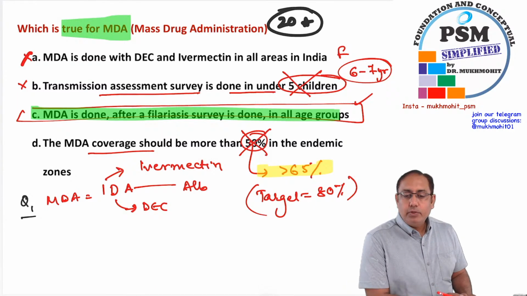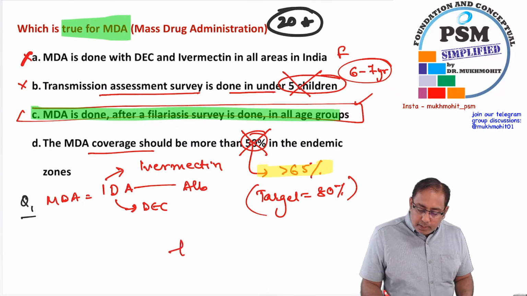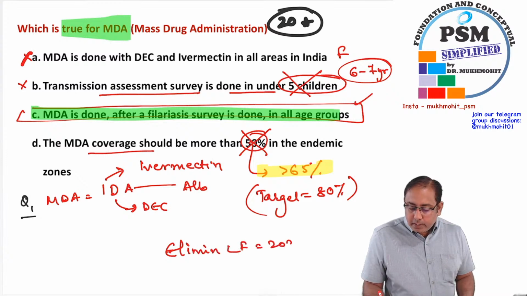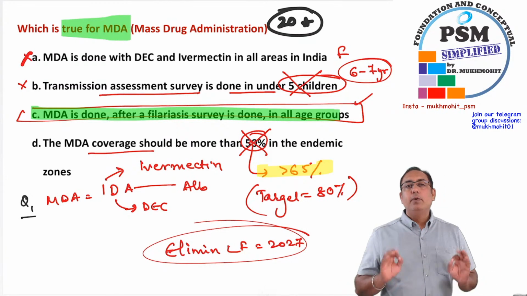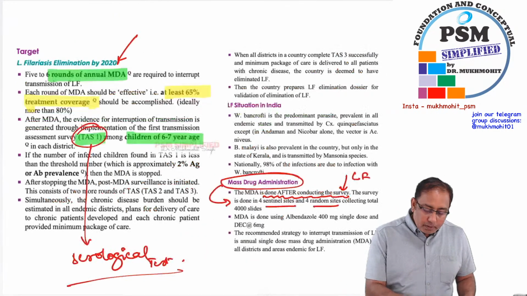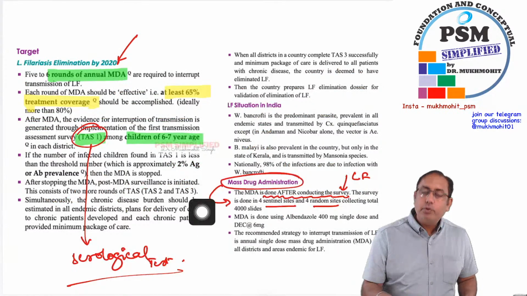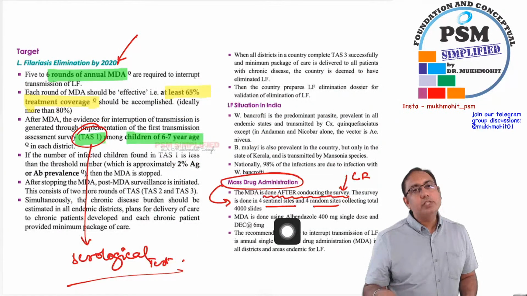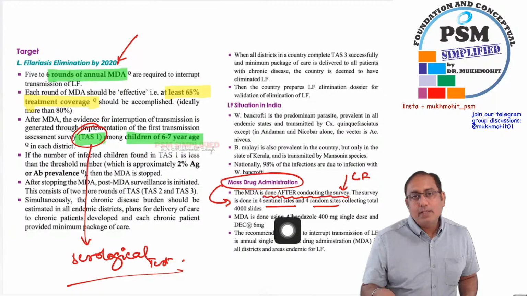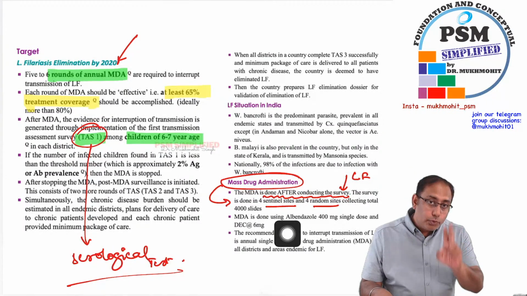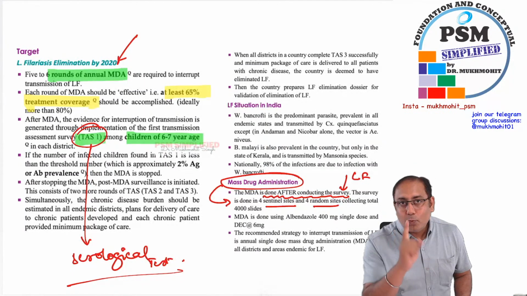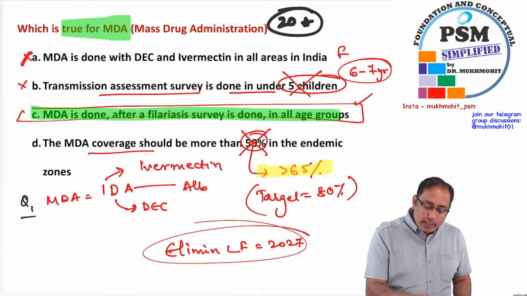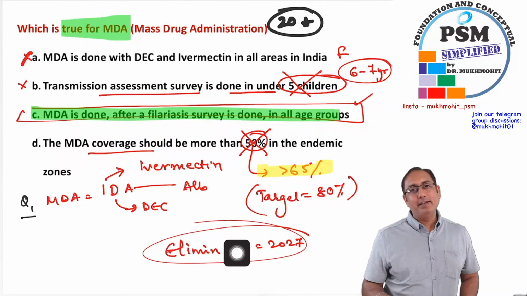So how do we tend to eliminate? Our target is to eliminate lymphatic filariasis by 2027. When will we say elimination? Elimination is when, among those 4,000 slides, you remember 4,000 slides in children 6 to 7 year age, if they show lymphatic filariasis less than 1%, we will call this area a lymphatic filariasis eliminated area.